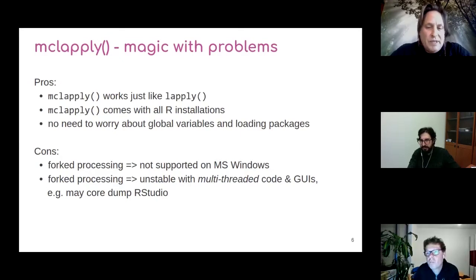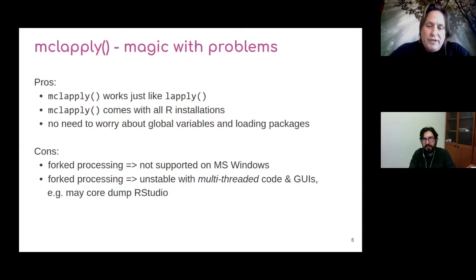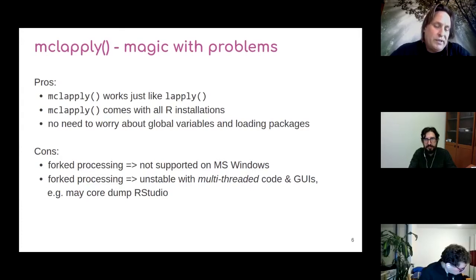Multi-threaded code is a much lower-level parallelization framework that you see in native implementations. You can do that in C and C++. OpenMP is one, pthreads is another. If you have code like that, it might not be stable to run in forked processing, so you might get very weird crashes that are hard to reproduce.